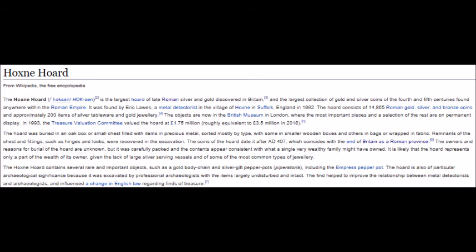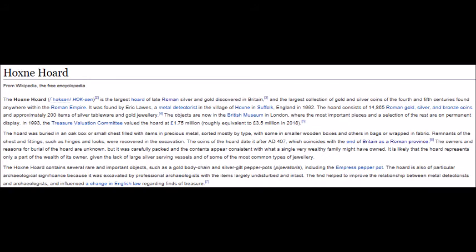The hoard was buried in an oak box, a small chest filled with items in precious metal, in smaller wooden boxes and little cloth bags. The latest coin in the hoard dates to around AD 407. It gives a little idea of its circulation. Probably buried in the ground about 415, 420.